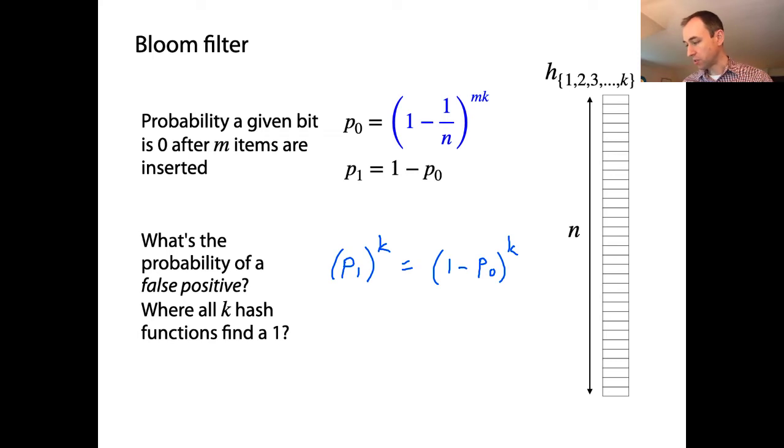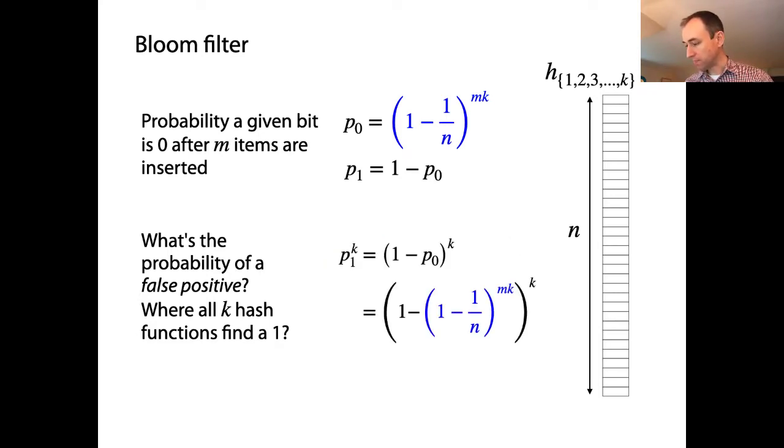Now I'm going to write a larger expression, so I'm going to have outer and inner parentheses. So let's start with the outer, 1 minus. Now for the inner, which is p sub 0, 1 minus 1 over n to the mk. And then don't forget, I now have to end the outer parentheses and put this k up in the exponent. So that's the expression for the false positive rate.